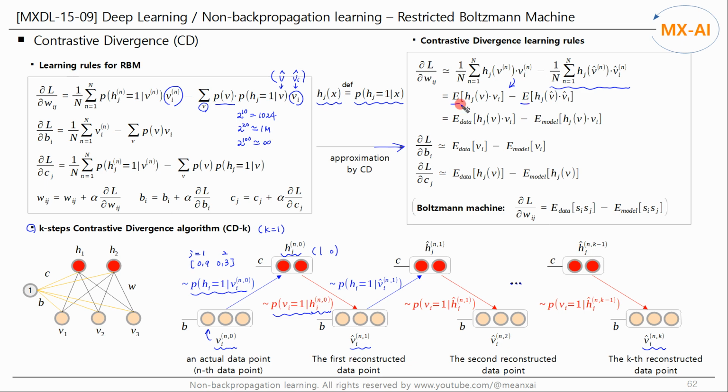The first term is the expectation using the training data. And the second term is the expectation using the estimates from the model. So it can be expressed as follows. This is identical in form to the learning rule of a Boltzmann machine. Similarly, the gradients of bias B and C can be expressed as follows. This is the learning rule for a restricted Boltzmann machine using the contrastive divergence algorithm.